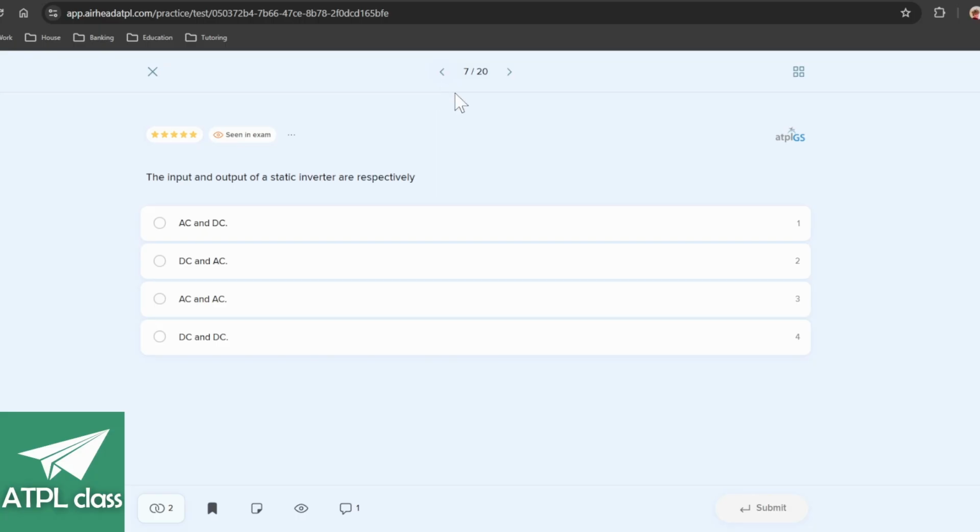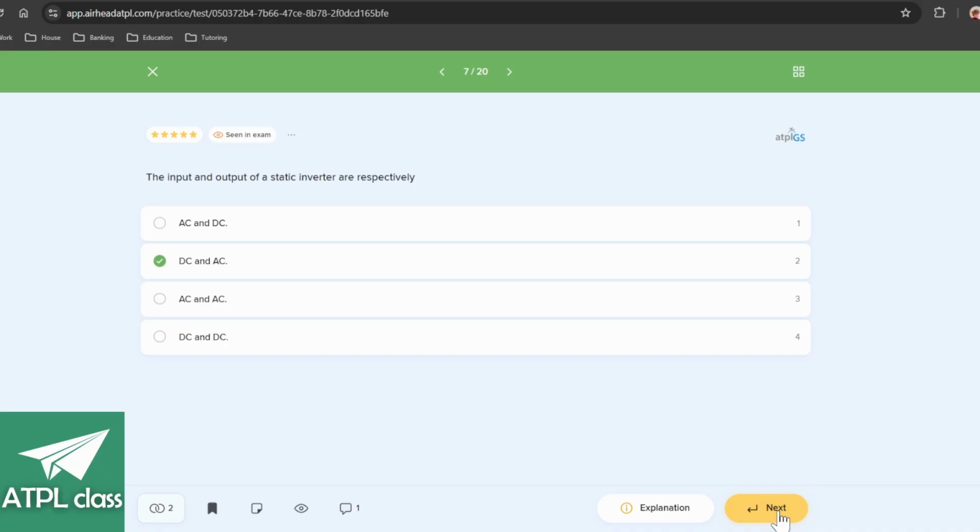Question 7, the input and output of a static inverter. A TRU, transformer rectifier unit, or a rectifier does the AC to DC, and a static inverter does DC to AC. So input is DC, output AC. So DC input, yes. AC output, yes. Which is correct.